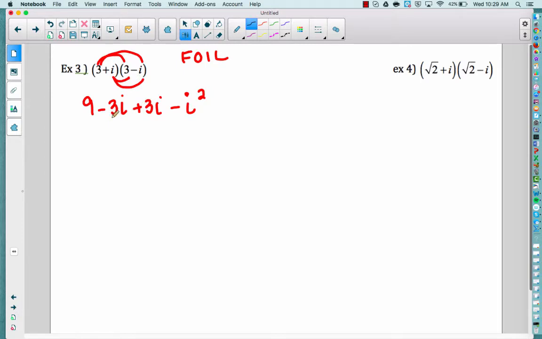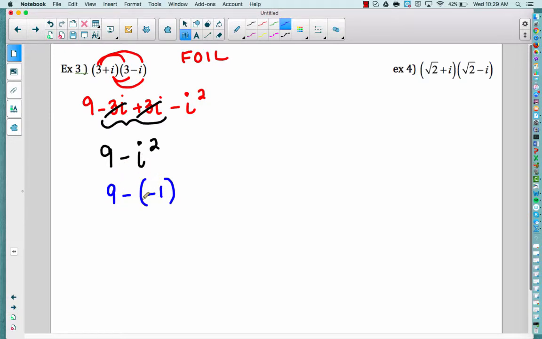Okay, so now you may notice that these, if you combine the like terms, they cancel. So you get 9 minus i squared. That's actually the difference of squares if you notice it, and so was that in factored form. But now we have to use that we know i squared is equal to negative 1, and we're going to plug it in for i squared. So 9 minus negative 1. Anytime you see an i squared in an expression, you're going to plug in negative 1, no matter what.